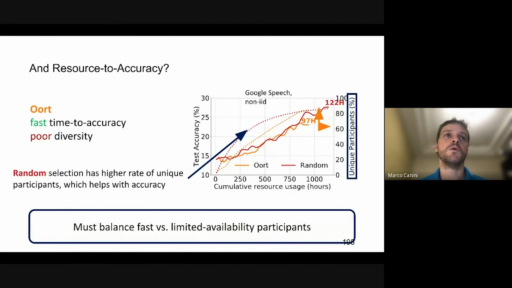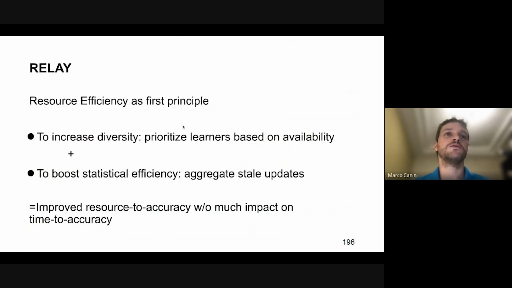So what we try to do in this work, Relay, is to take the view that resource efficiency should come as a first principle in the design of the system. We explore a different point of the design space, and we do two things in particular. One is we aim to increase the diversity of the learners, and we prioritize the learners based on their availability. I'll comment on what that means in a moment.